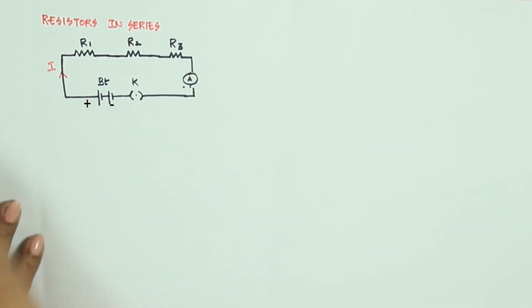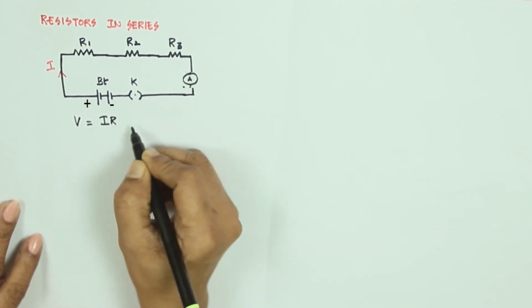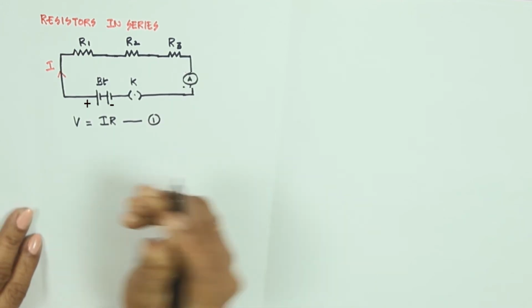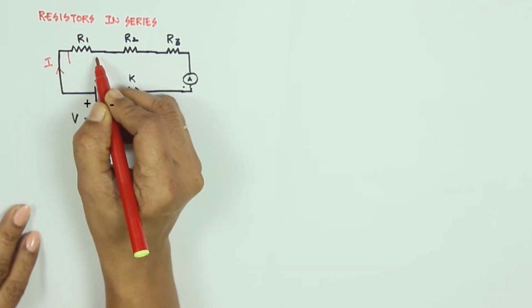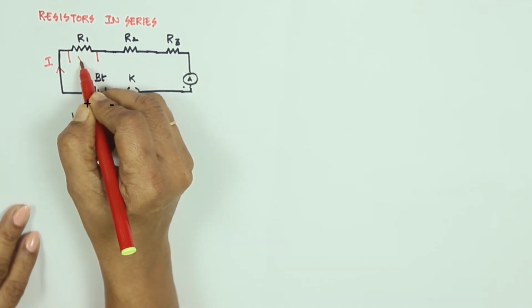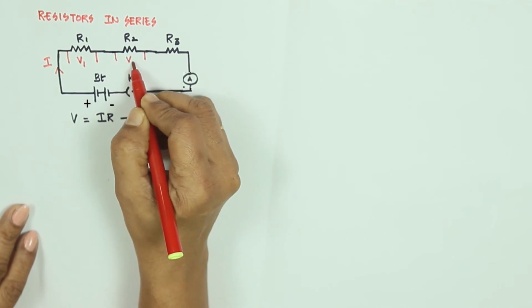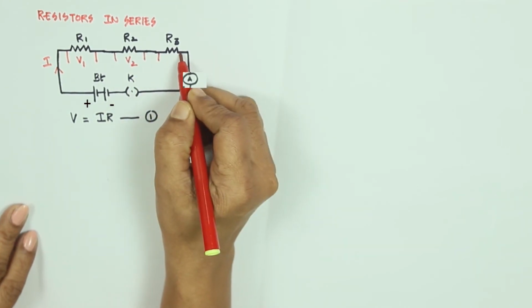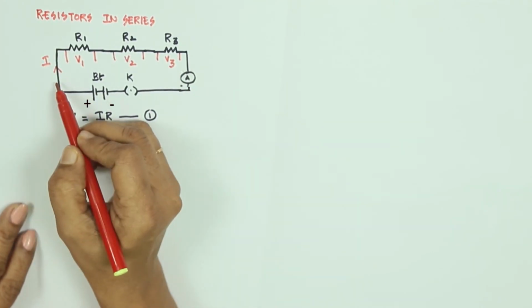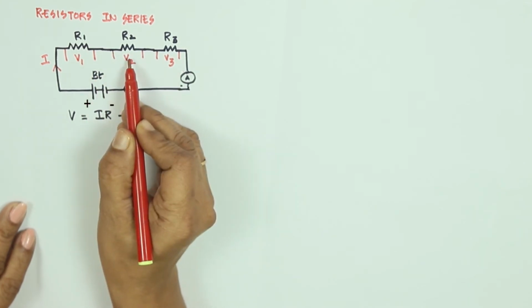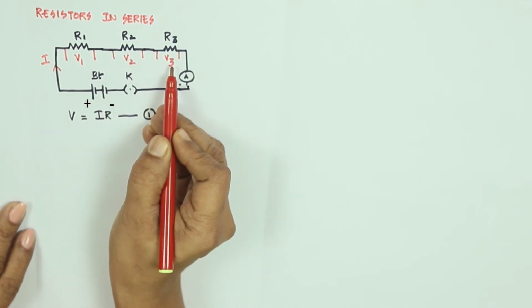So from Ohm's law, we can write V is equal to IR. Let me take this as equation 1. Now suppose we find the potential difference across R1 by connecting a voltmeter; let us take the potential difference as V1. Across R2 the potential difference is V2. Across R3 the potential difference is V3. So in a series circuit, the current is constant. R1, R2, R3 have the same current flowing, whereas potential difference varies across each resistor.